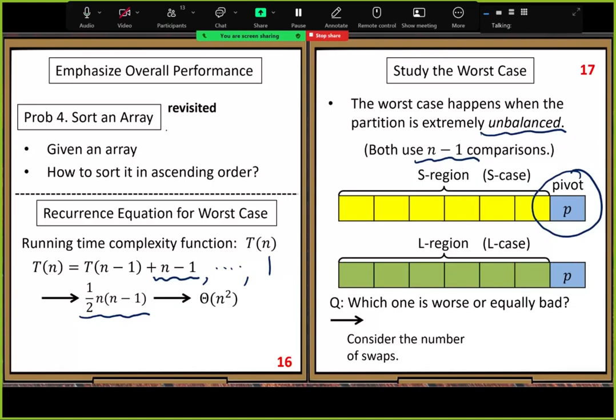For the merge sort, in the worst case we always do the balanced split. So we won't have a very poor worst case: it is n log n.